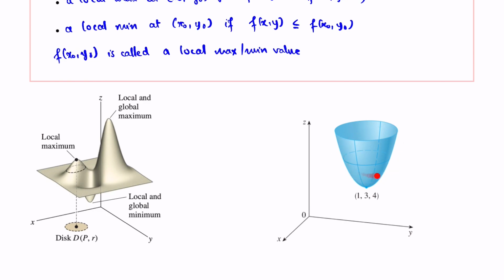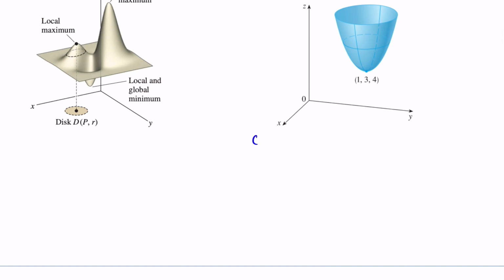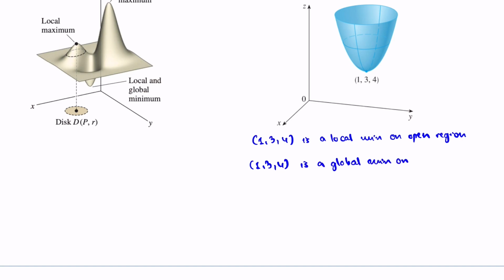If you consider the graph of the paraboloid, this point 1, 3, 4 is a global minimum if you consider this point on the entire domain of the function. On the other hand, if you examine this point on an open region about 1, 3, 4, then the point 1, 3, 4 represents a local minimum. So you can conclude here that 1, 3, 4 is a local minimum on an open region, and 1, 3, 4 is a global minimum on the entire domain of the function f.